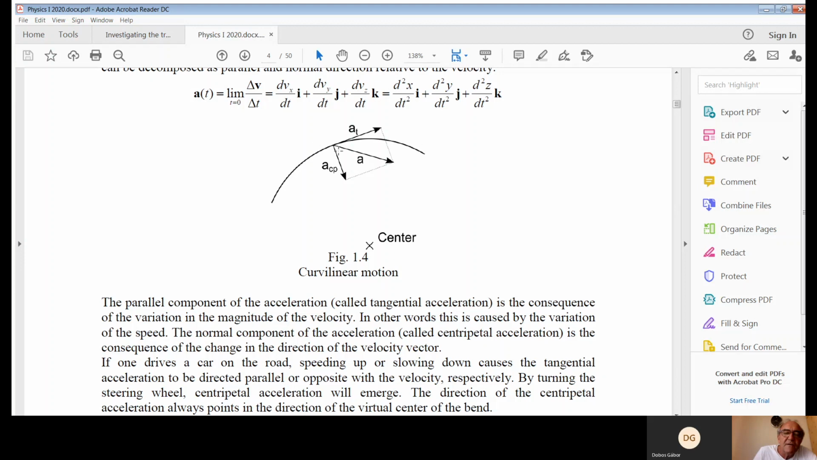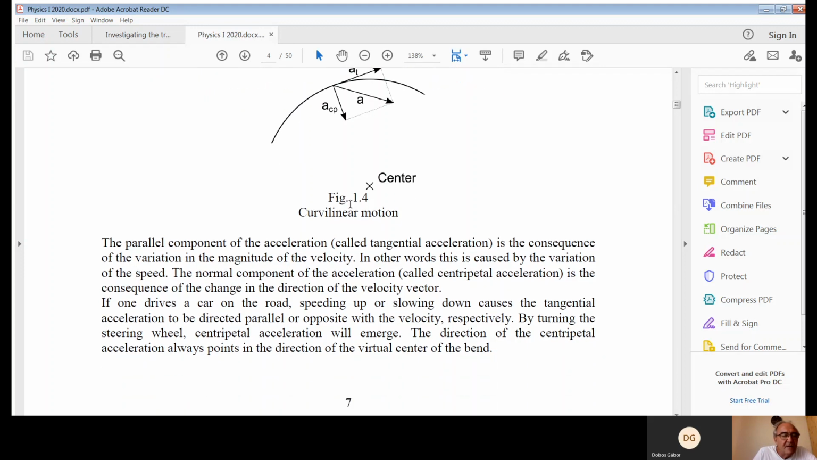But in all cases, the centripetal or normal direction acceleration will point to the center of the curvature. So let's say maybe here. If this is approximated by a circle, then the center of the circle is the place to which the normal direction acceleration, the centripetal acceleration, points. Okay, this is okay. That's what I had said.